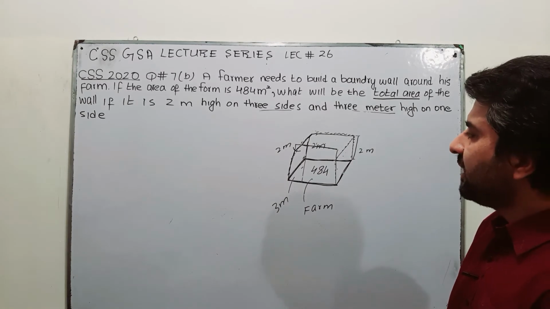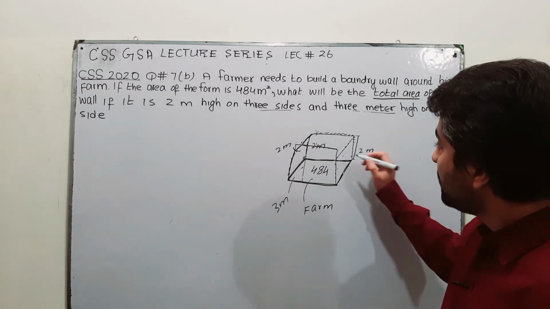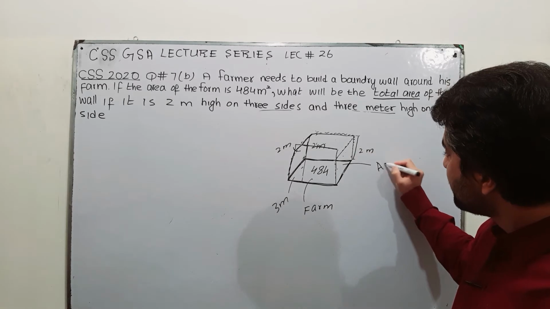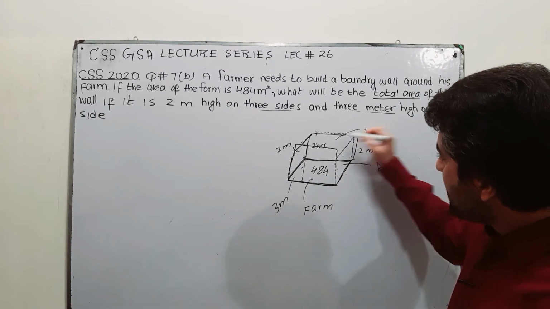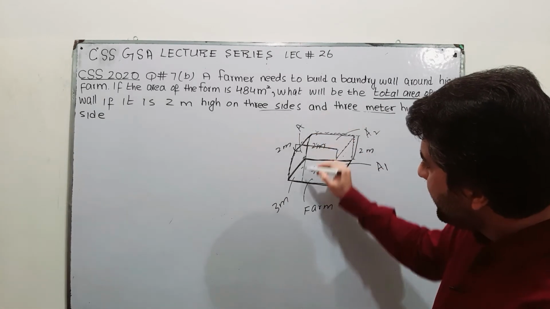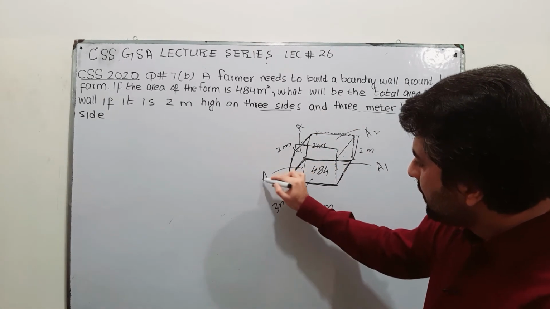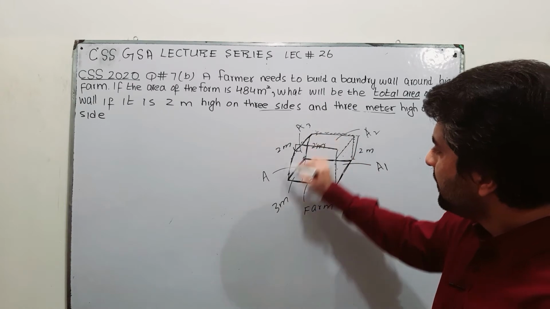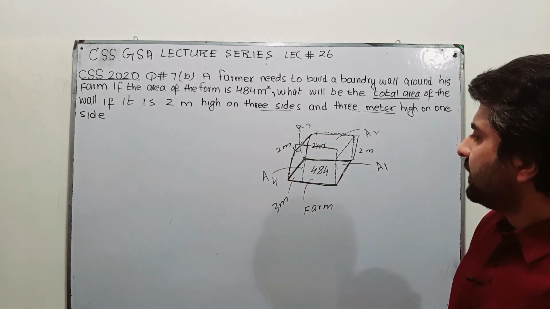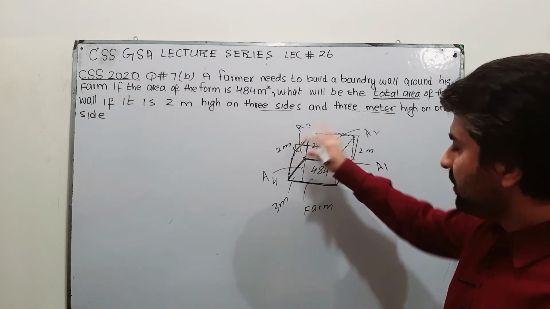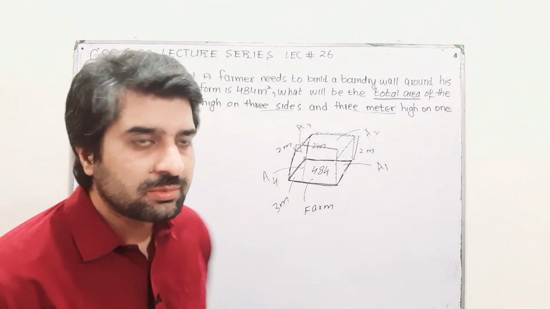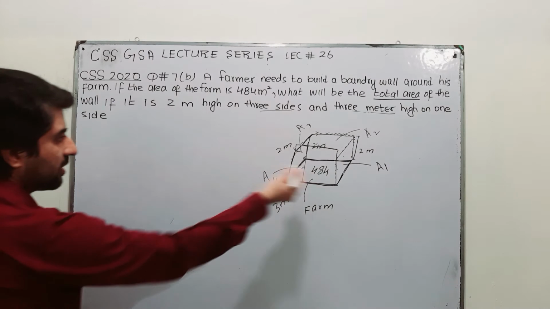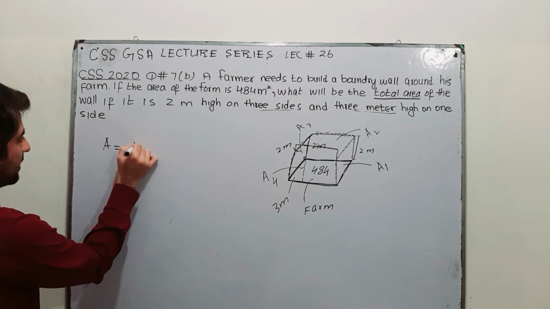Now you need to find the area of the walls. You need to find the area of this wall, area of this back wall, area of this side wall, and area of this front wall. This is A3, this is A4. Now the walls are of rectangular shape, so the area is length into breadth.